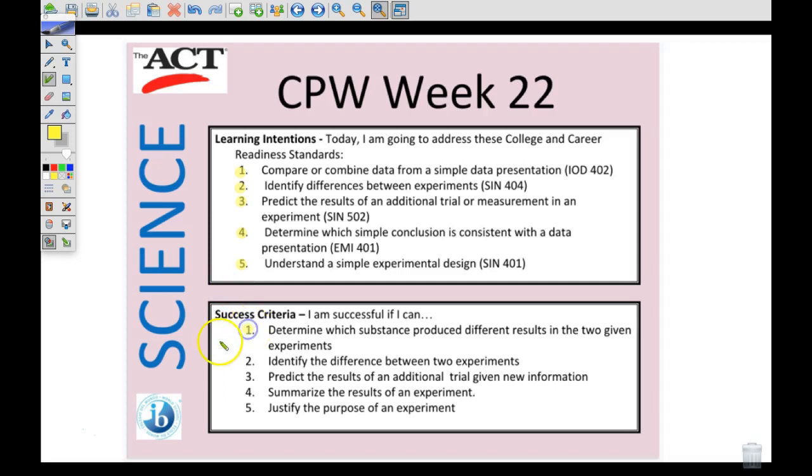We knew we were going to be successful when we determined which substance produced different results in the two given experiments. We identified the difference between two experiments. We predicted the results of an additional trial given new information. We summarized the results of an experiment, and then we justified the purpose of an experiment.